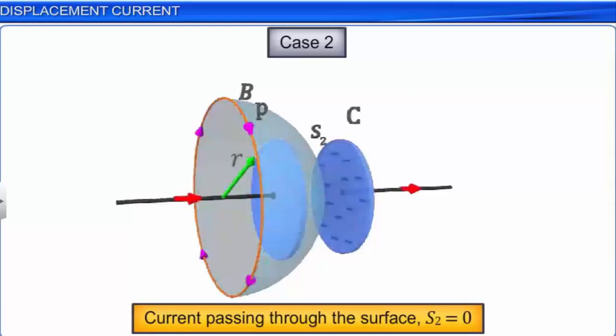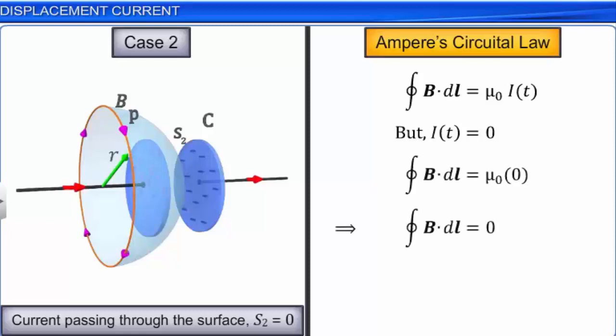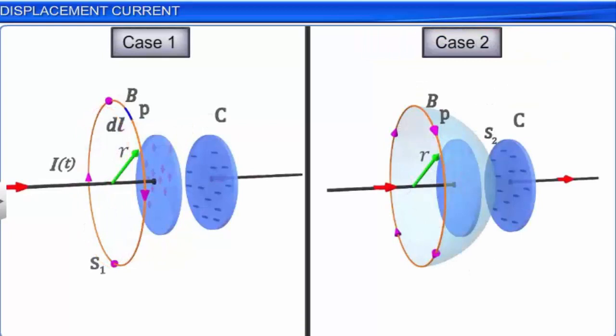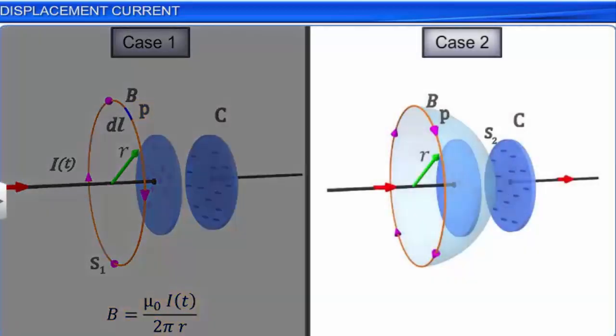From Ampere's circuital law, integral over the closed loop B dot dl is equal to mu naught IT. Since the current enclosed by the surface S2 is zero, integral over the closed loop B dot dl is equal to zero. Hence, the magnitude of the magnetic field at point P on the surface S2 is equal to zero. Thus, Ampere's circuital law gives two different results at the same point P. In the first case, the magnetic induction at point P, B, is equal to mu naught IT by 2 pi R. In the second case, the magnetic induction is zero at the same point, which is a contradiction.